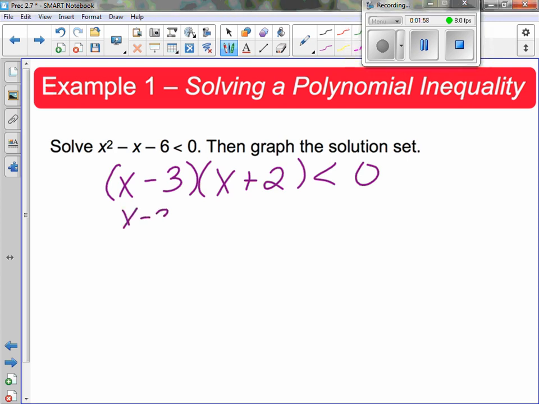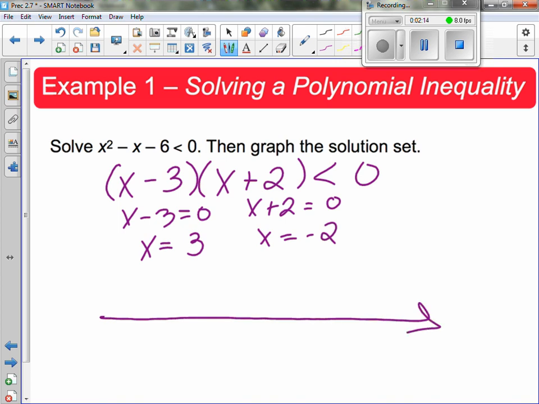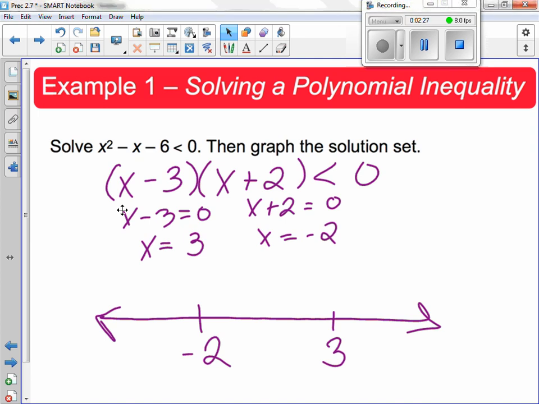So here we'd have x minus 3 equals 0, so x is equal to 3, because we would add 3 to both sides. For x plus 2, we would subtract and get negative 2, yes? We want a number line. We have negative 2 and 3, yes? These are the points where this graph changes from being positive to negative or negative to positive. It's going to change one or the other.